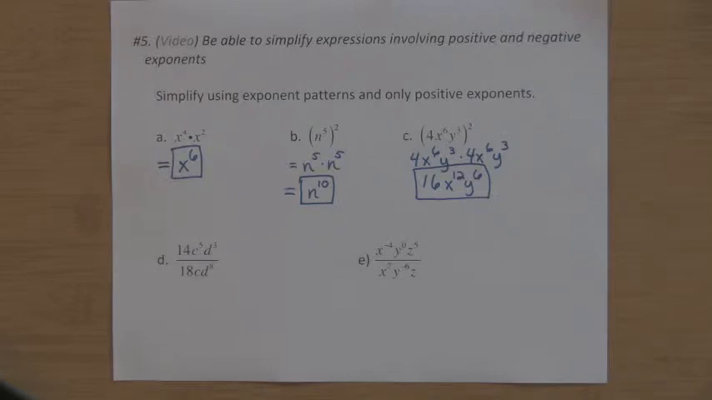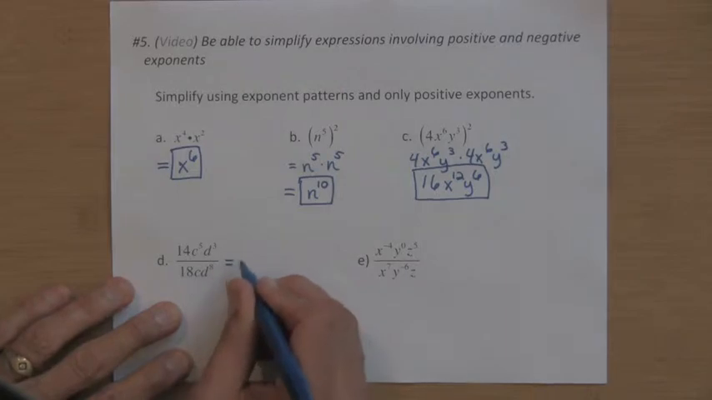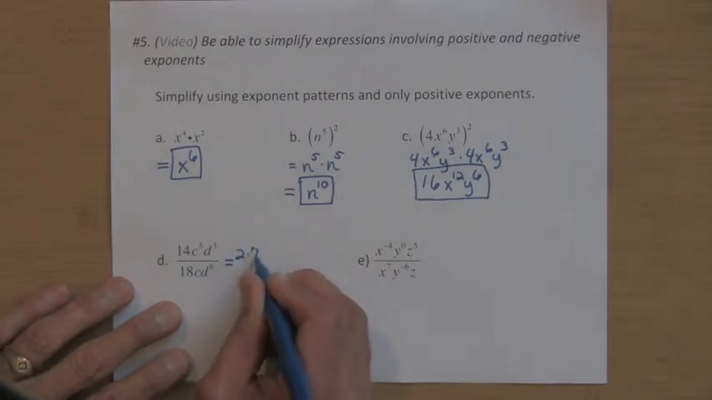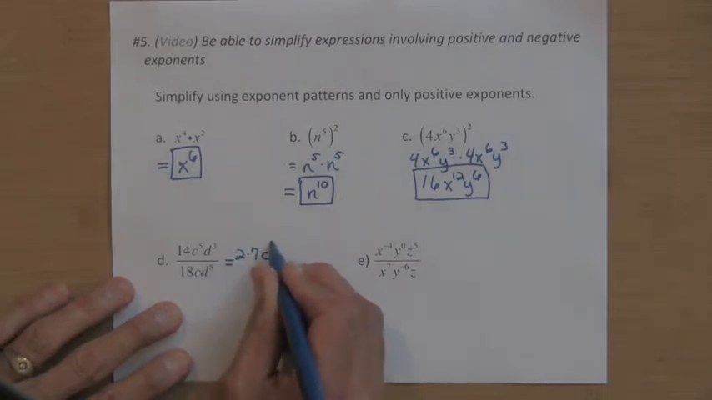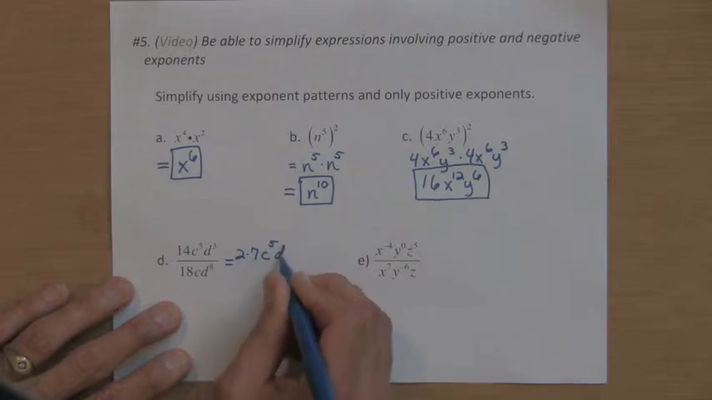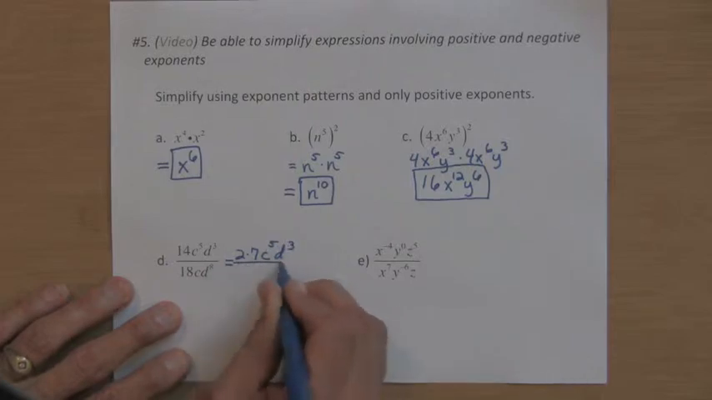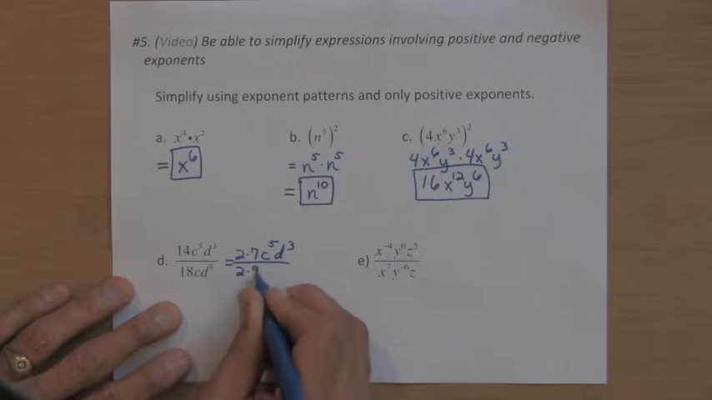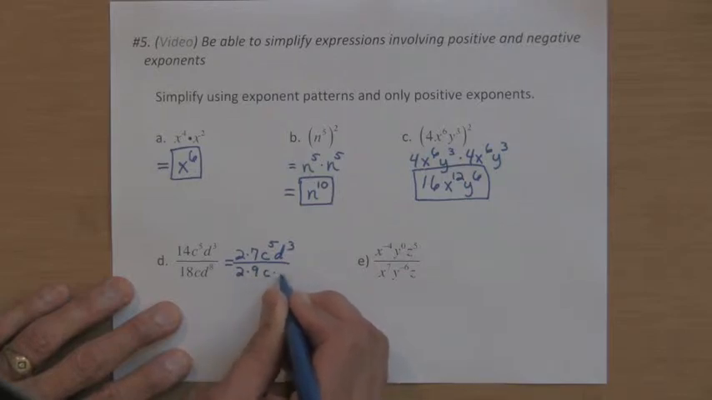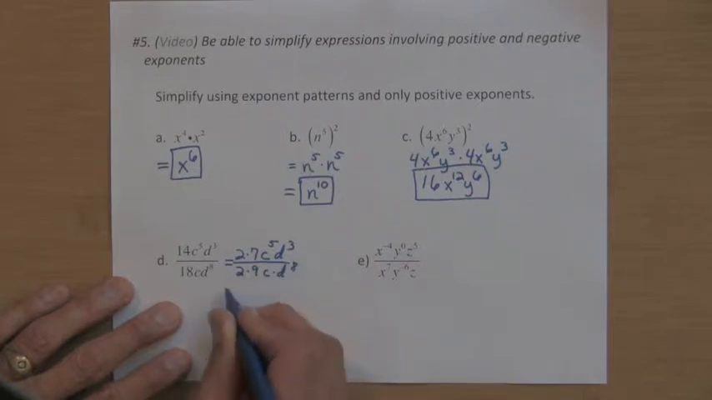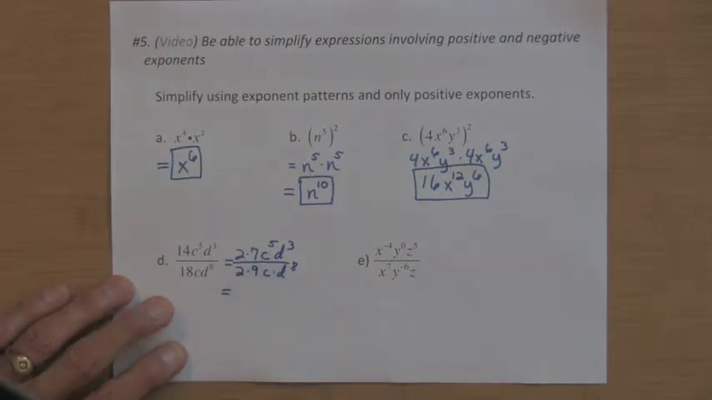Letter D, you have a fraction, so be careful about where there are more factors of the variables and possibly the numbers that have common factors. One thing I noticed is that 14 is the same as 2 times 7. So I really have 2 times 7 times c to the 5th power d cubed. And my denominator is 18, which is 2 times 9. And I have c times d to the 8th power.